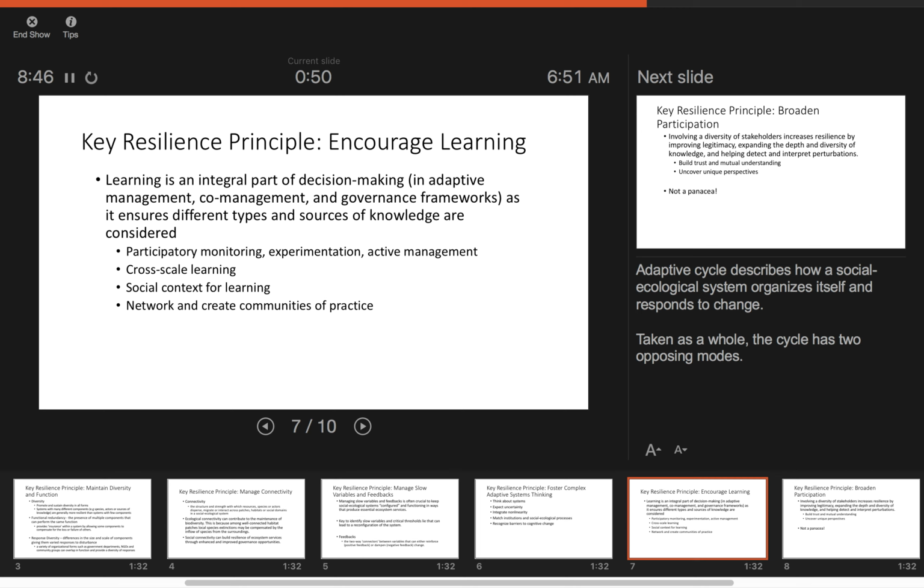So just a few key points here. Learning is really an integral part of decision making, particularly when we're thinking about adaptive management, adaptive co-management, or adaptive governance frameworks, because it is a way that we internalize those feedback loops. So you think about learning and feedback as one and the same. If the system is providing feedback and we're engaged, or there are systems really set up for us to learn and to experiment and to observe the system, then we're learning about that feedback.